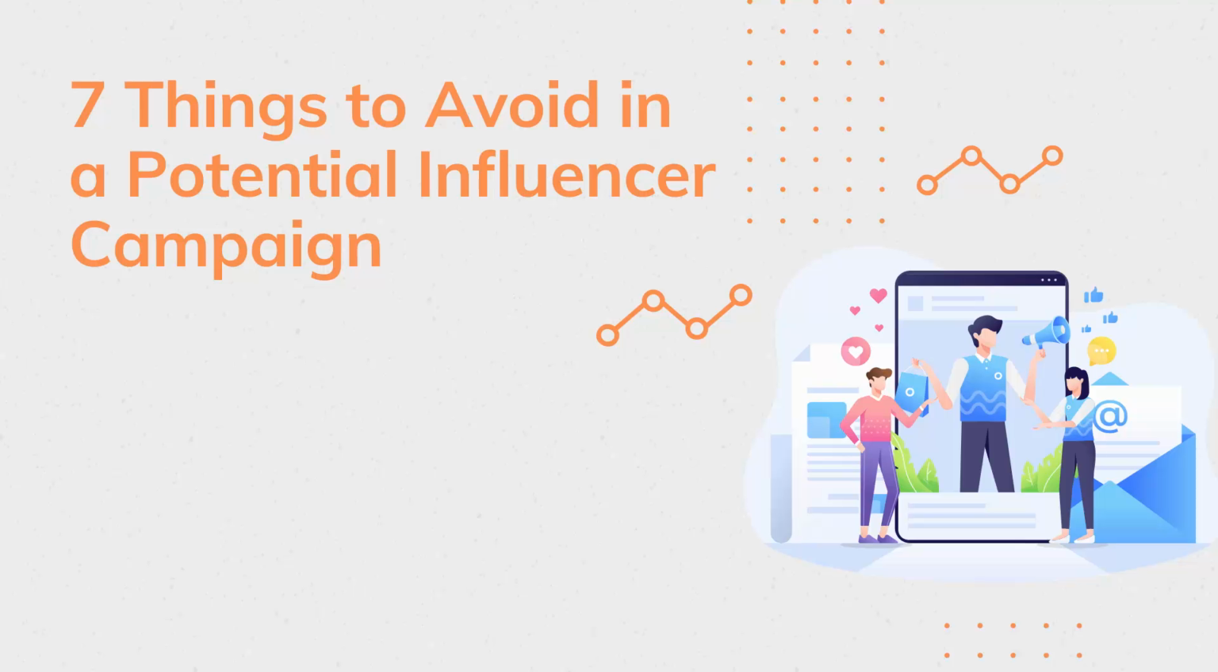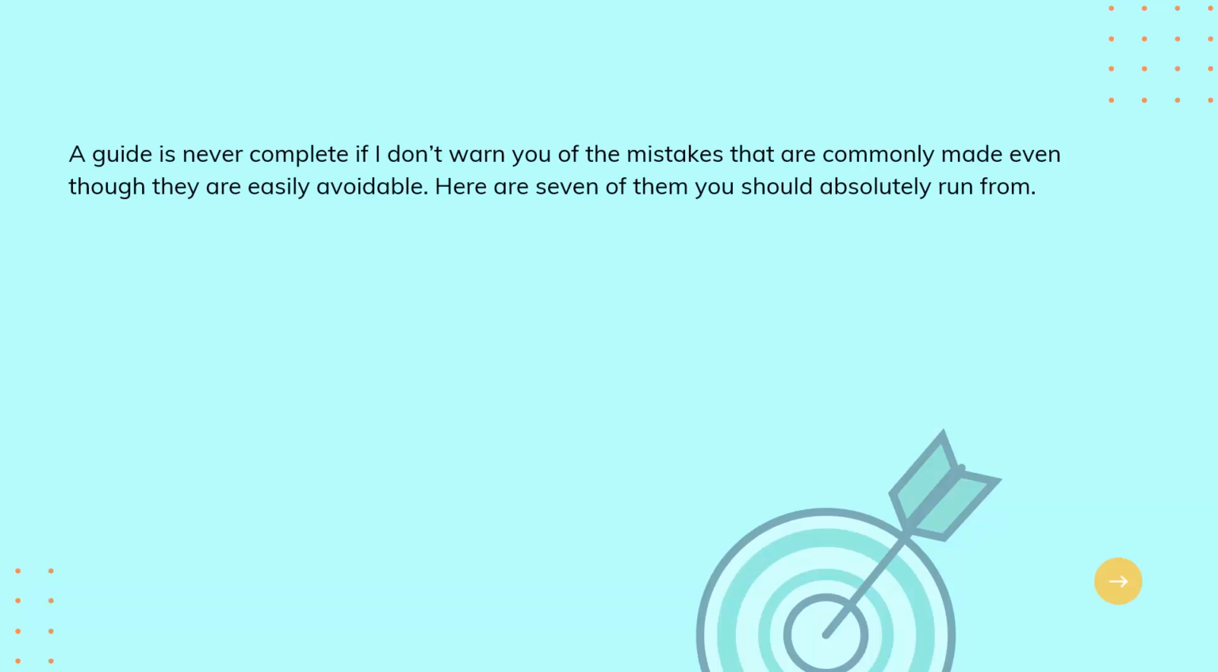7 things to avoid in a potential influencer campaign. A guide is never complete if you don't warn of the mistakes that are commonly made, even though they are easily avoidable. Here are 7 of them you should absolutely run from. 1. Not defining campaign goals and KPIs.